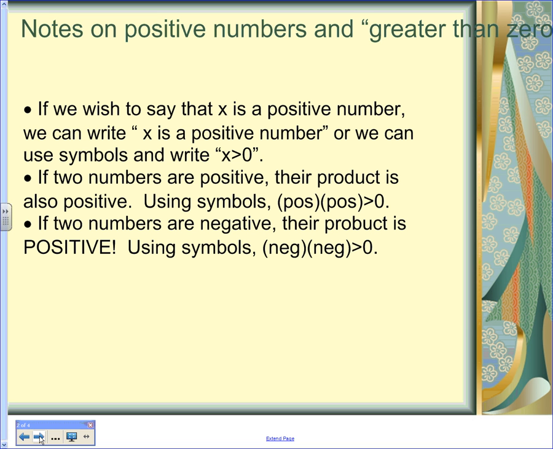You've done those before. Well, they're like equations. Like equal. So if you have less than or equal to or greater than or equal to, same concept. If you want to say that x is a positive number, you can say x is a positive number or x is greater than zero, right? You knew that positive numbers are all numbers greater than zero.